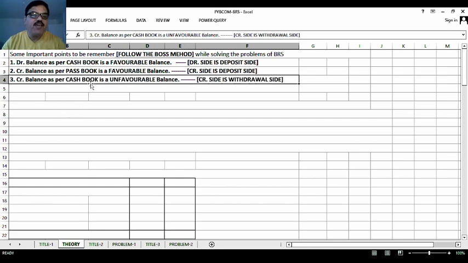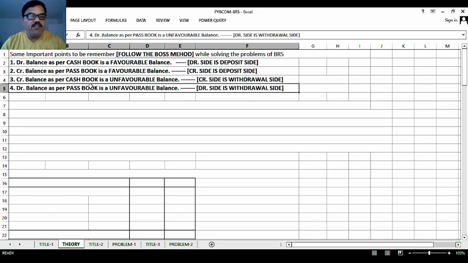A credit balance as per cash book is an unfavorable balance. Sometimes it is also called a bank overdraft. The credit side is the withdrawal side, so when the withdrawal side is more, obviously you will get an unfavorable balance. What about the passbook? In the passbook, an unfavorable balance is a debit balance, because the debit side is the withdrawal side. So these 4 points are very important when you solve the problem by the Yes Boss method.